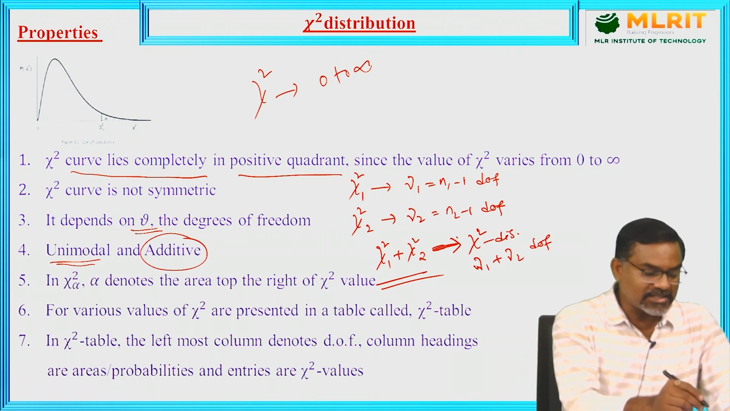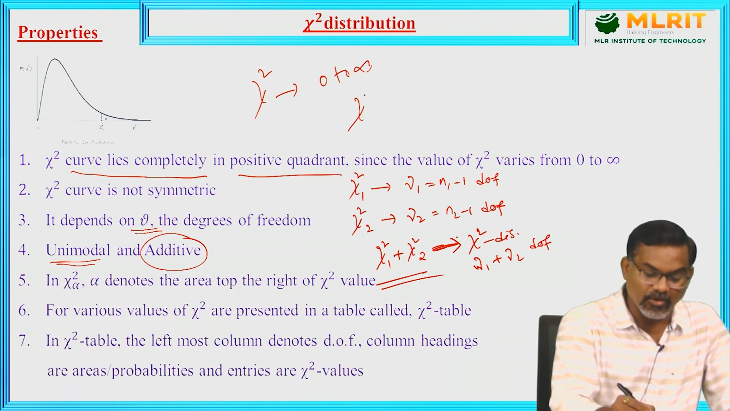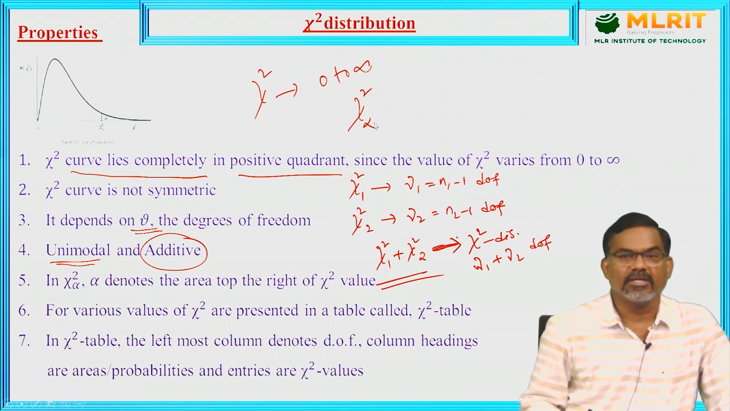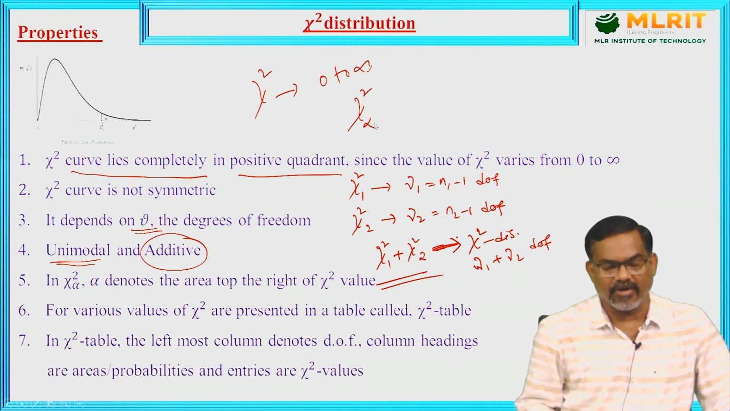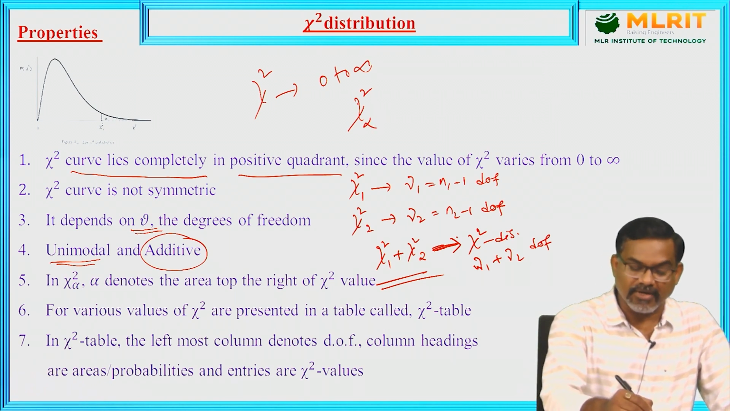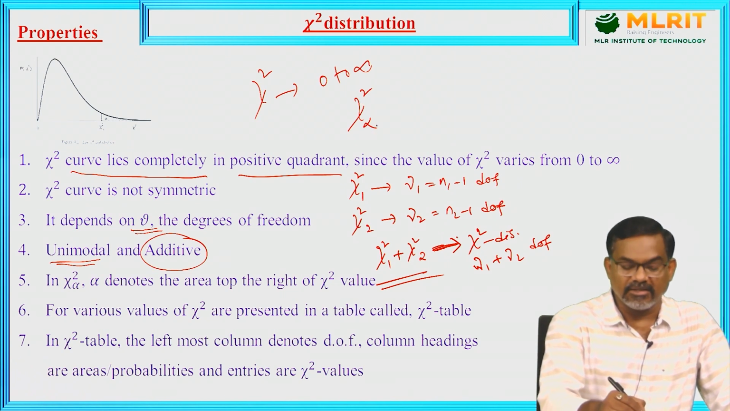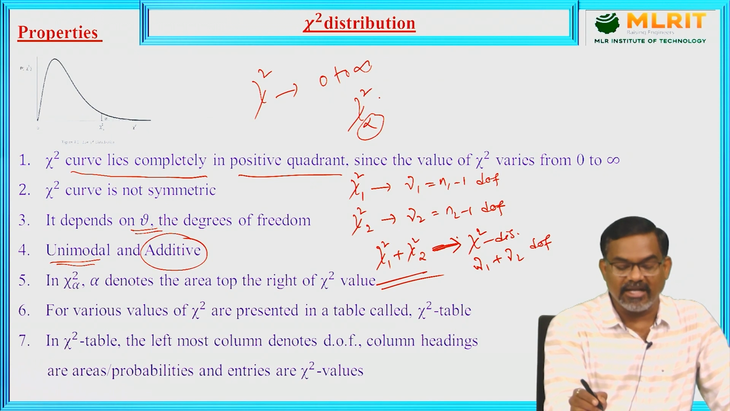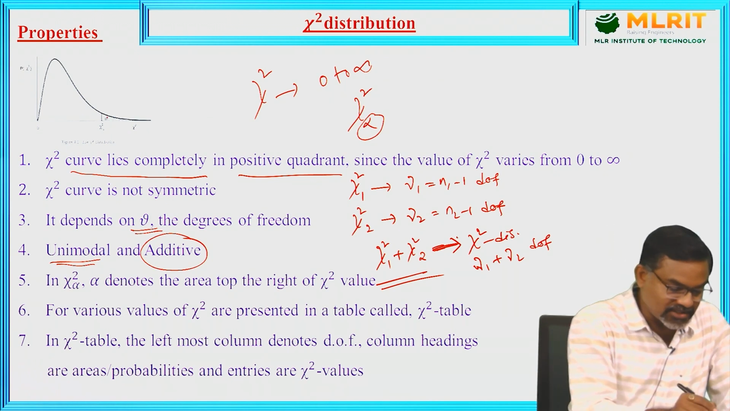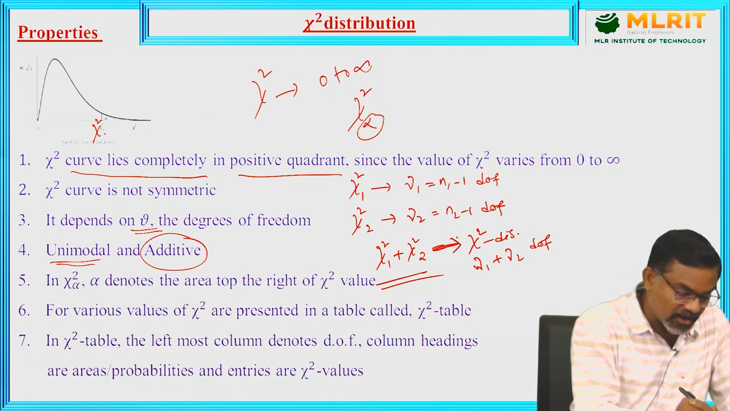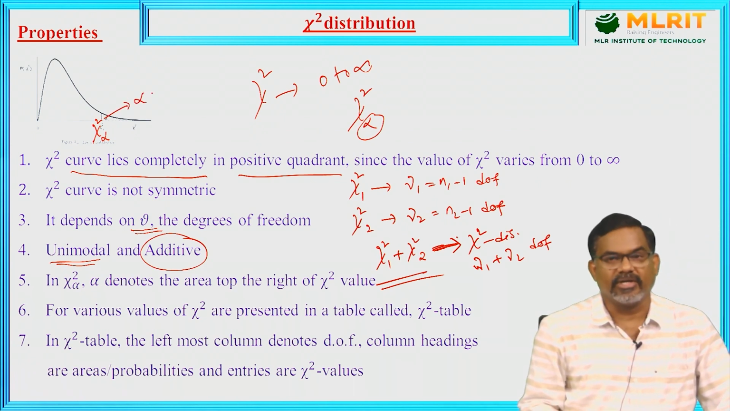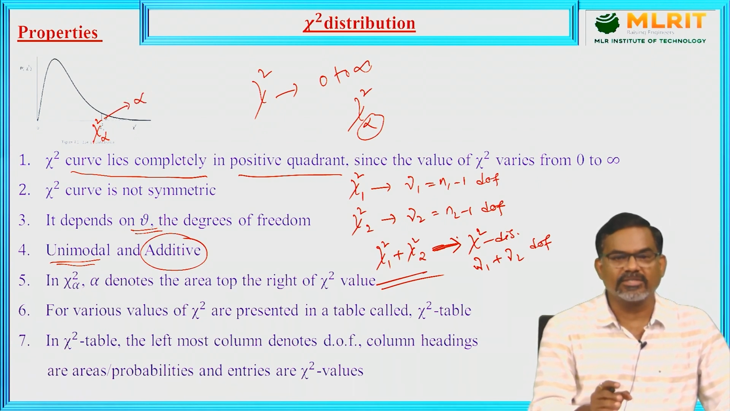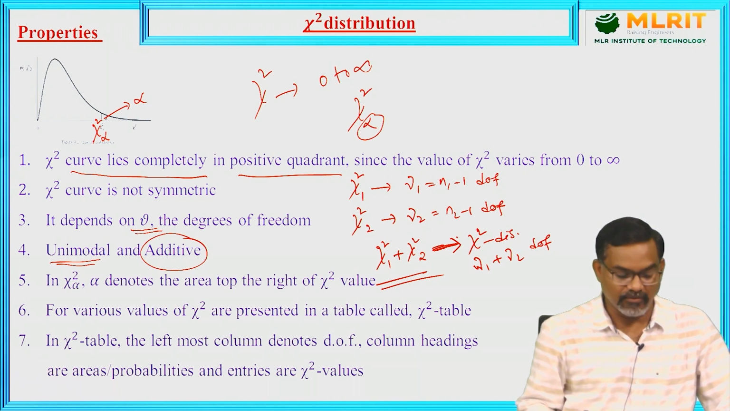Next, we denote the values using the notation chi-square alpha. Here chi-square is the value of chi-square and alpha is the area. In chi-square alpha, this alpha denotes the right side area to that chi-square value. For example, here you can see this is chi-square alpha, so this region is alpha.